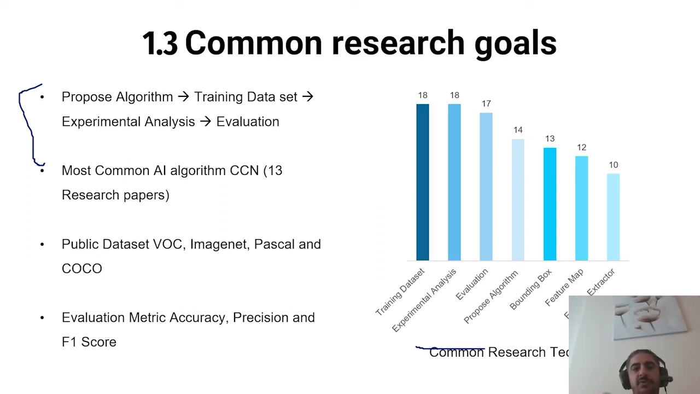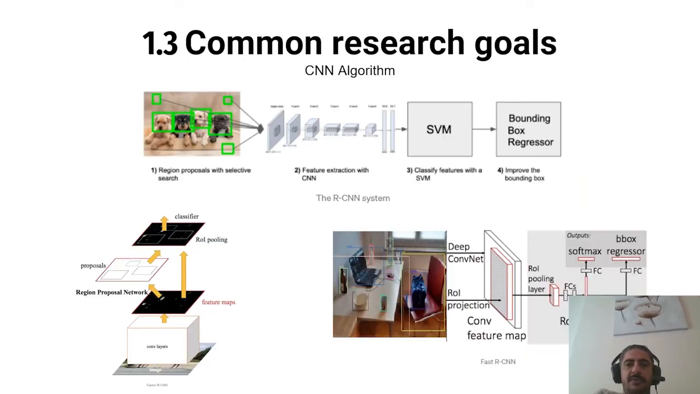Now we will continue with the common research in the next slide. Through our research papers, we found the CNN algorithm is the most used algorithm for image detection and video detection. Now I'll give a small brief about the CNN algorithm.